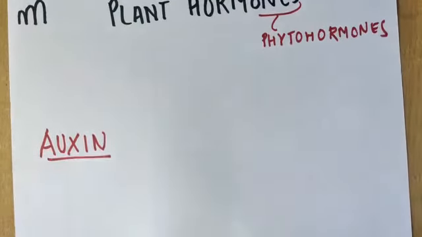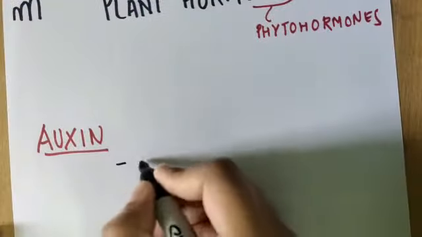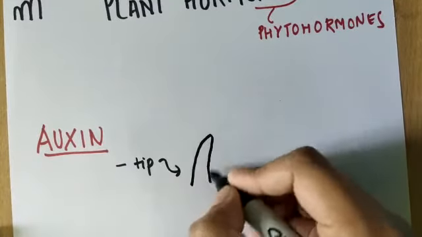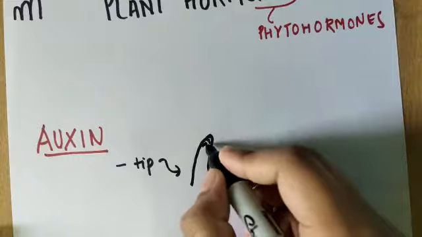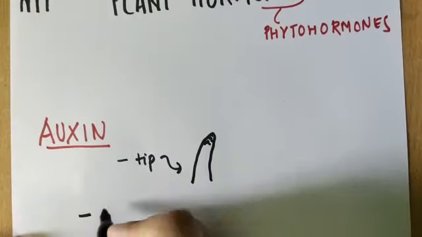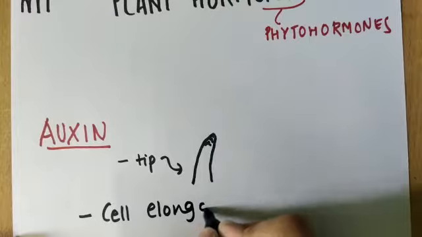Auxin is one of the most important plant hormones, responsible for phototropism and apical dominance. It is produced at the tip of the shoot. So this point over here is the production center of the auxin. The main function of auxin is cell elongation.